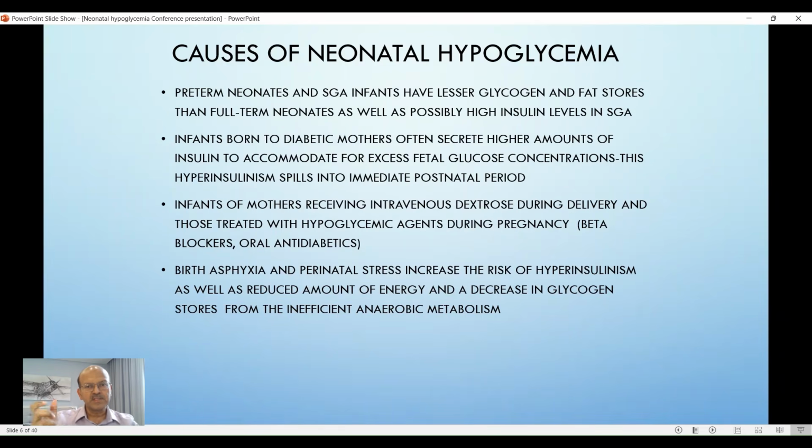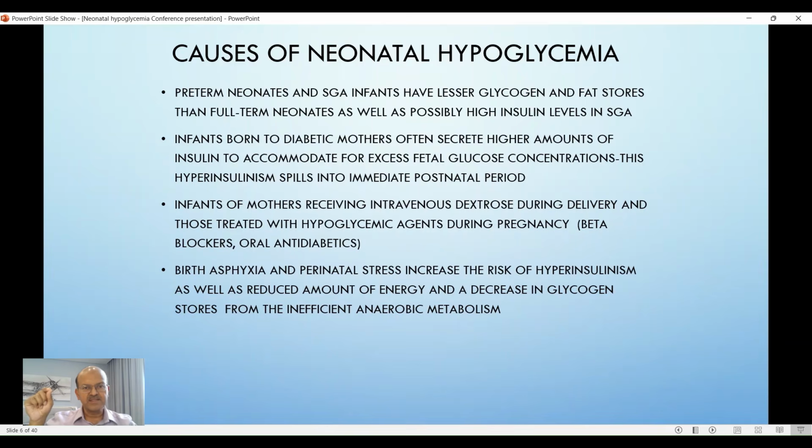So, what causes neonatal hypoglycemia? We have these risk groups, and according to the factor in each of these groups, the glucose may drop due to various reasons. In the preterm neonates and small for gestational age babies, they have lower glycogen and fat stores, and especially the IUGR babies may have a higher insulin level as well. Infants born to diabetic mothers are exposed to high glucose concentrations in the womb and they have got used to producing higher insulin. So, after the placental supply stops, the insulin may continue to be on the higher side, and this may lead to a transient hyperinsulinism.